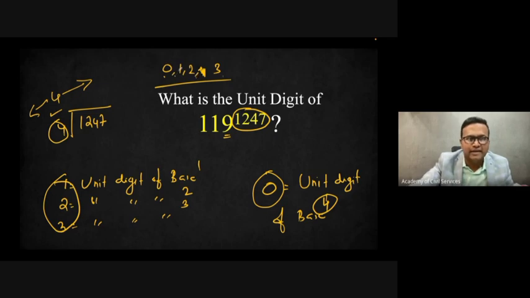If 1 comes as remainder, unit digit of the base power to 1. If 2 comes, then unit digit of the base power to 2. And if 3 comes, unit digit of the base power to 3. Sorry, if 0 comes, unit digit of the base power to 4 will be the answer. Easy only, comparatively easy only.